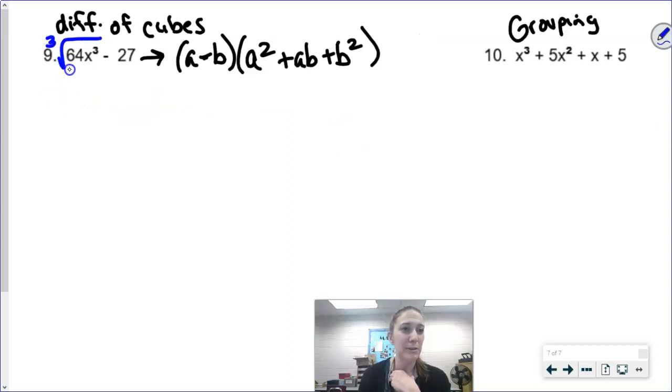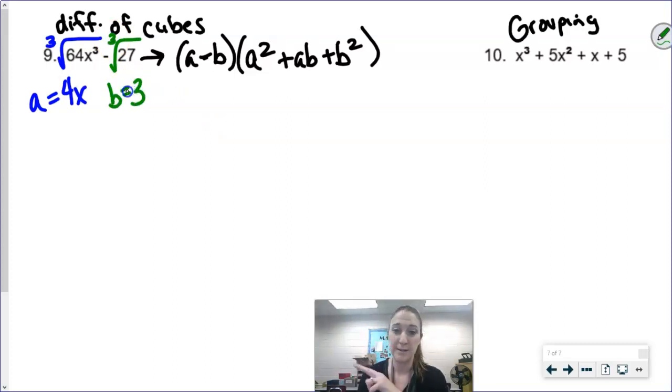So the cube root of 64x to the third, that's going to be your a value. And careful, 64 is a square and a cube, so make sure you're doing the right thing. It is a 4x when you cube root the 64. And then not the negative, just the 27 part. If you cube root the 27, you get a 3. The signs are all built in.